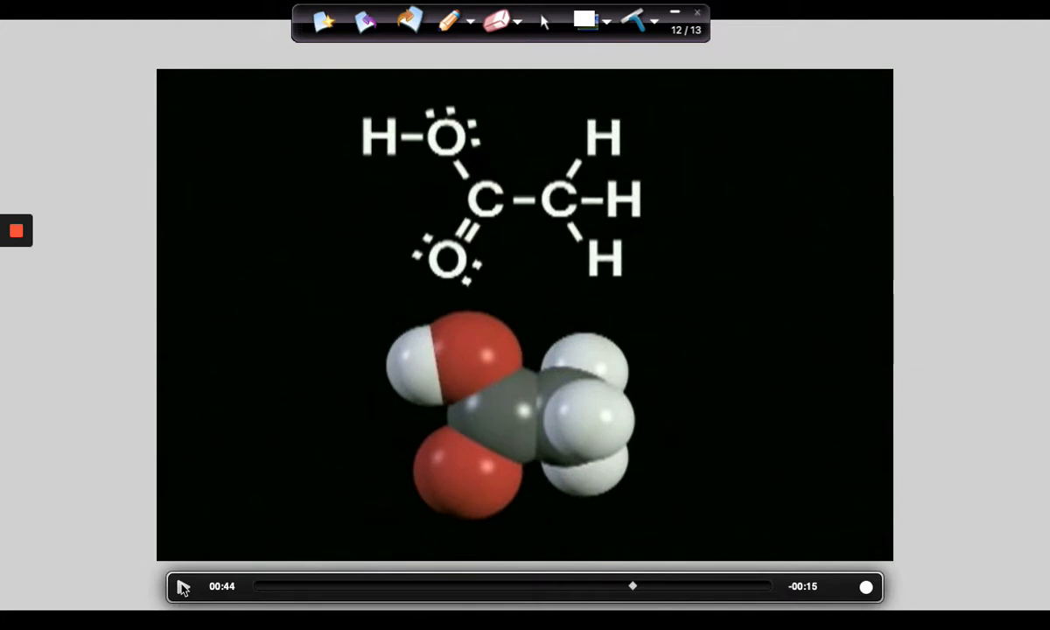Weak or strong? Yeah, this is acetic acid. It kind of looks like a poodle.